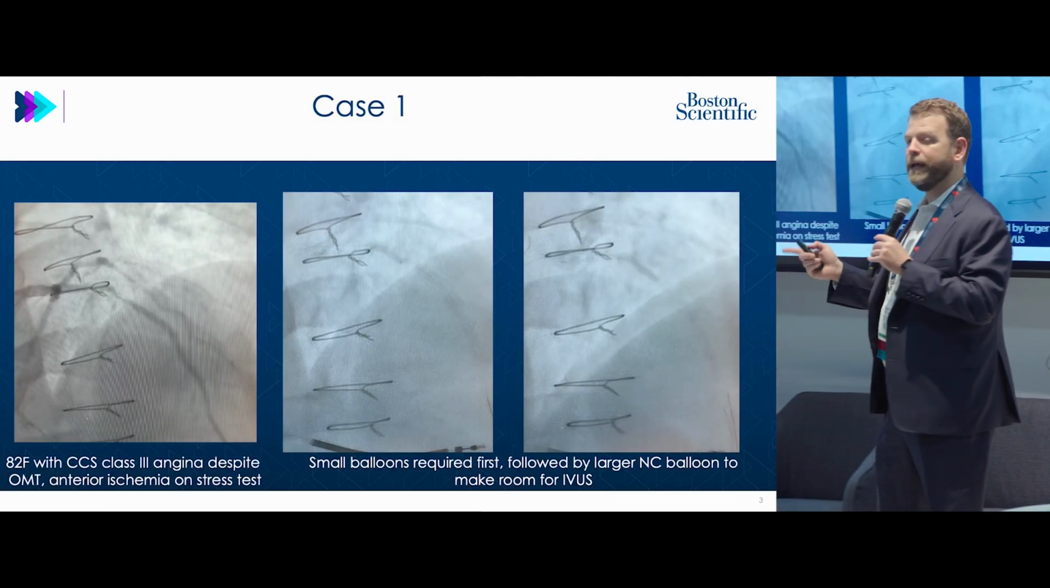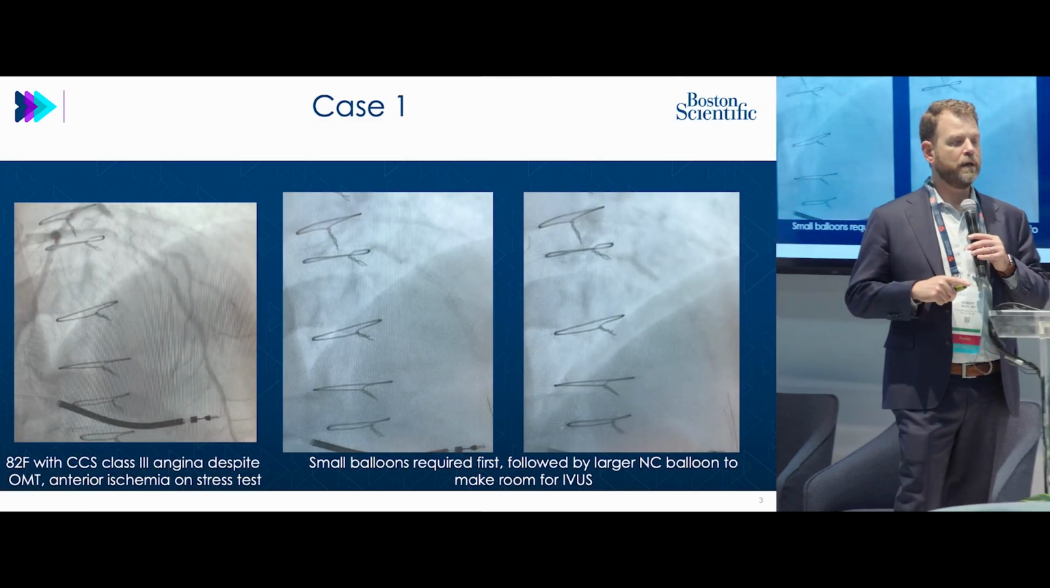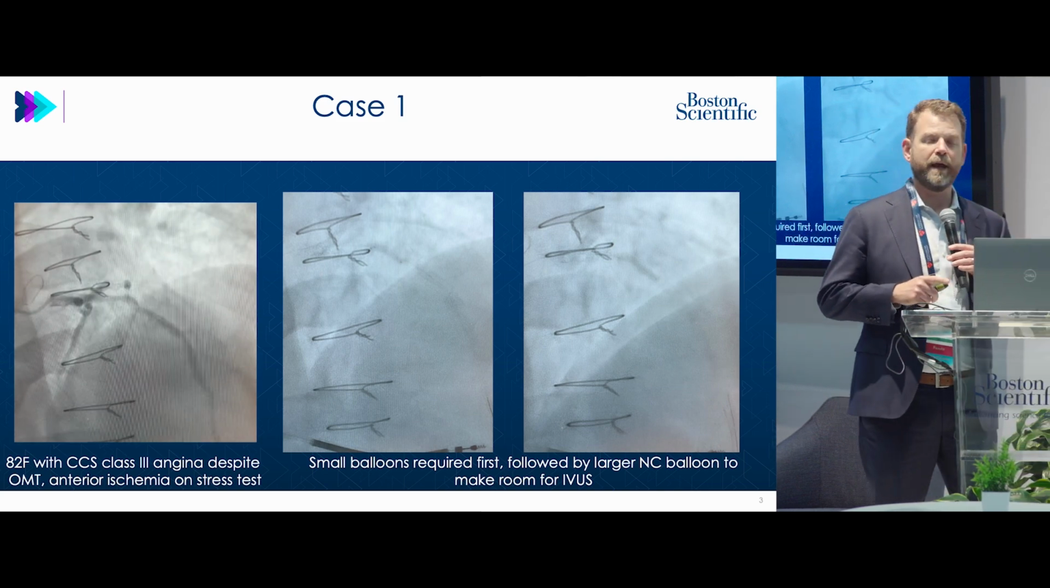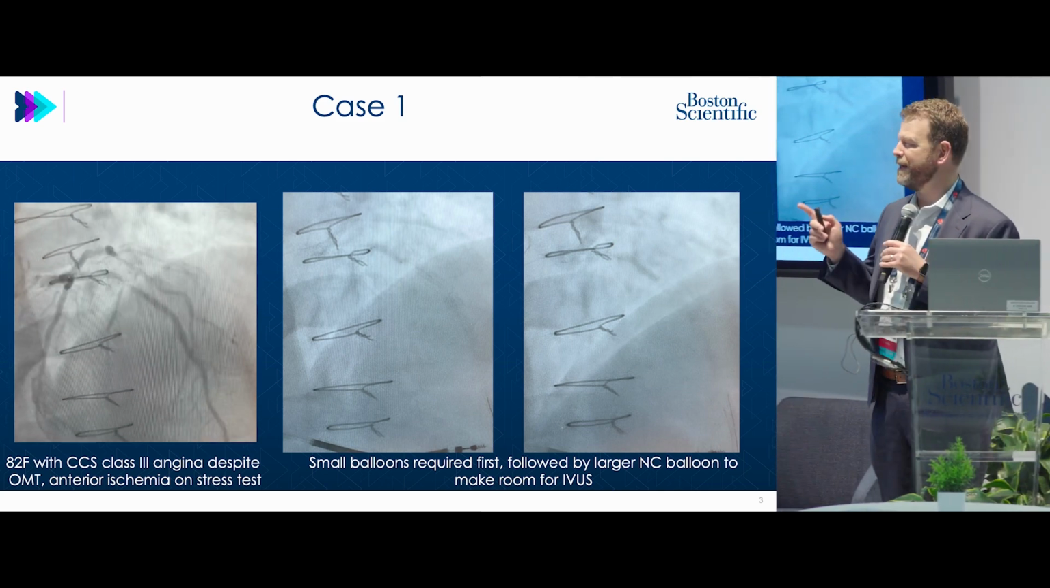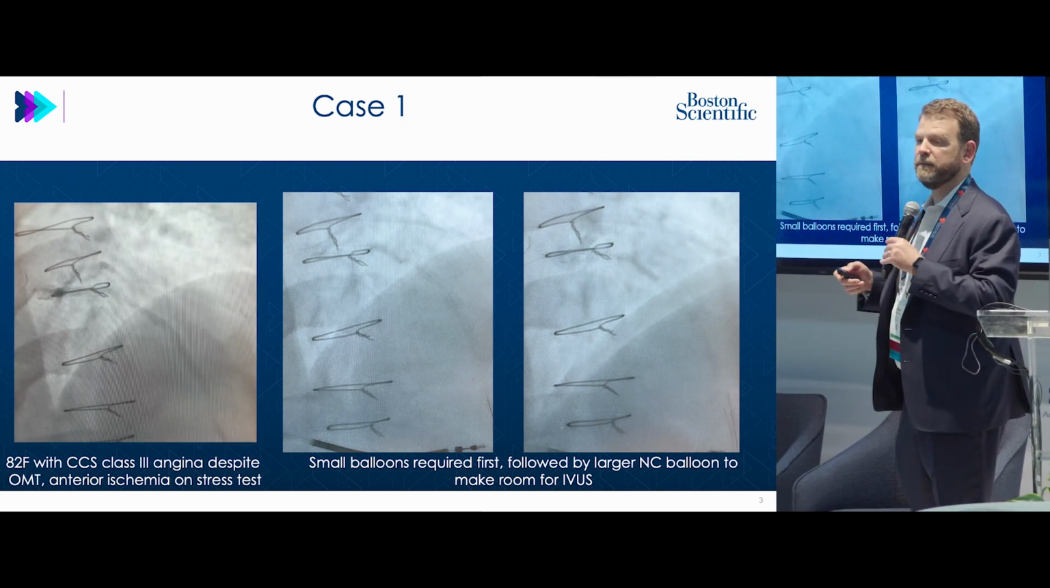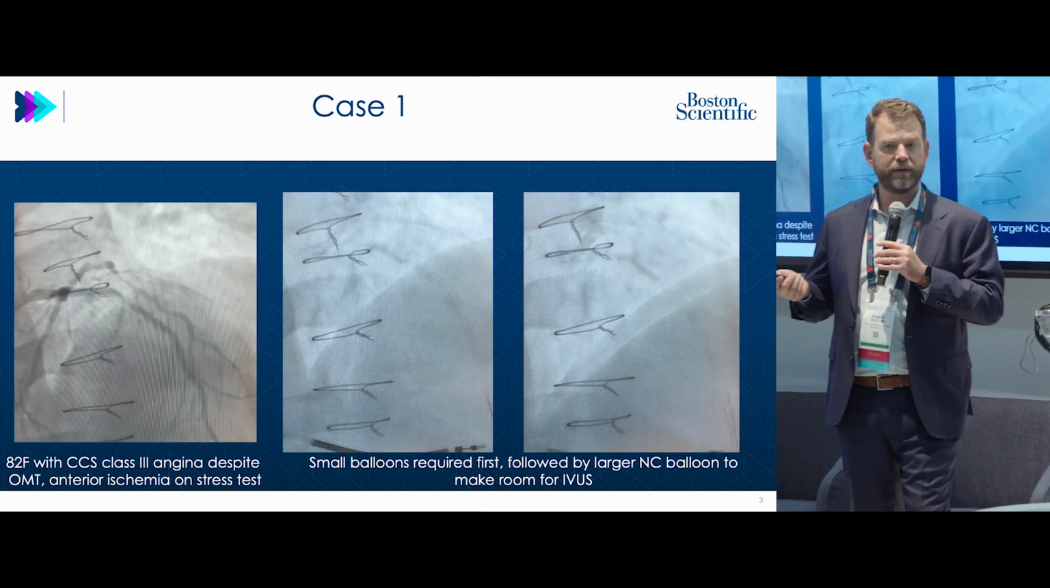So this is just a couple of cases to illustrate that point. You can see here, this is an older female with stable coronary disease and anterior ischemia. It's not hard to see what the issue is, right?